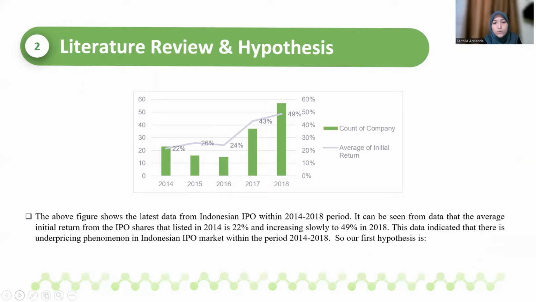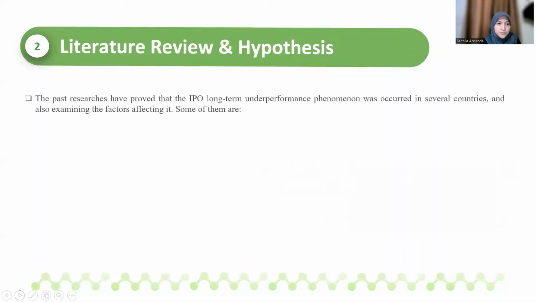This figure shows the latest data from Indonesian IPOs within 2014 up to 2018. It can be seen from the data that the average initial return from the IPO shares listed in 2014 is 22%, and in 2018, it is slowly increasing to 49%. This data indicates that there is an underpricing phenomenon in Indonesia. So our first hypothesis is there is a significant IPO underpricing phenomenon in Indonesia.